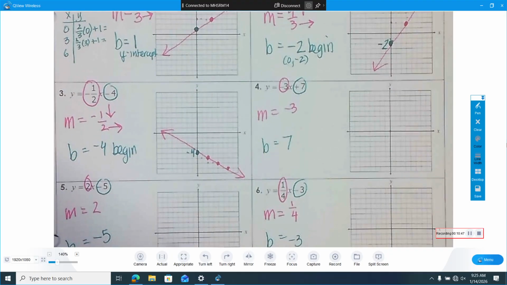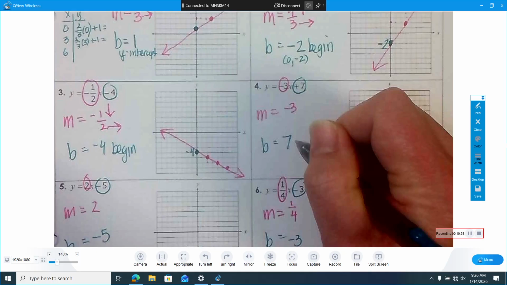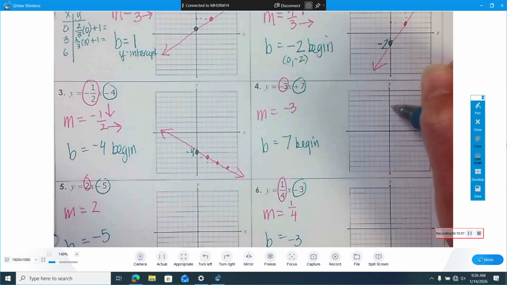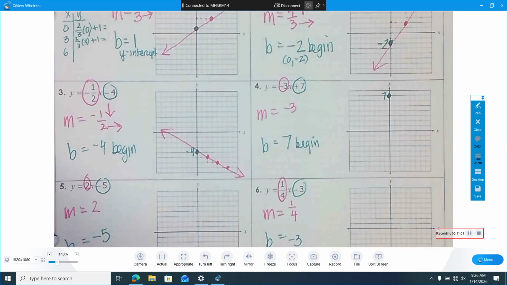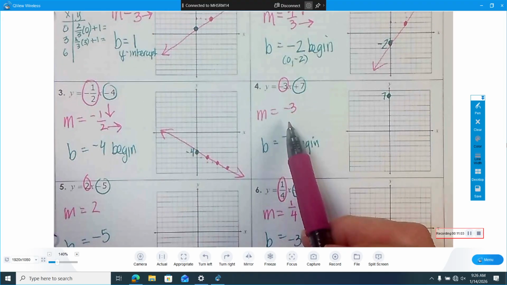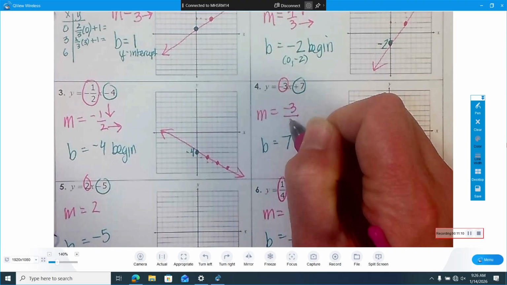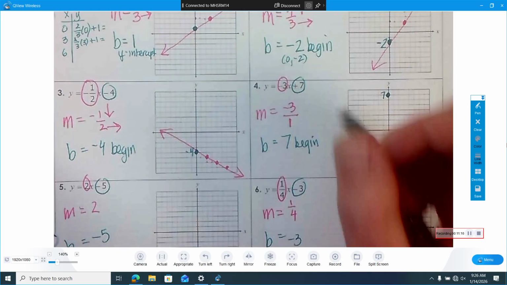All right, number 4. Where do we begin? 7. Begin at 7. 1, 2, 3, 4, 5, 6, 7. A big dot at 7 on the y-axis. My slope is a little funny. What should I do with my slope? It is over 1. Yeah, we want it as a fraction. So we definitely want to have a numerator and a denominator. So you can always turn it into a fraction.